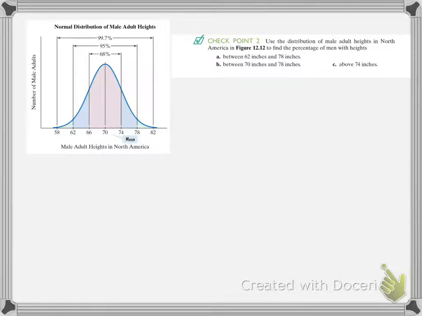Well, the percentage of men with heights between 62 and 78 inches. Well, between 62 and 78 inches, we're just reading the chart, it looks like 95% of men are between those categories. We're using that 68, 95, 99.7 rule. So for part A, really simple, it'd be 95%.